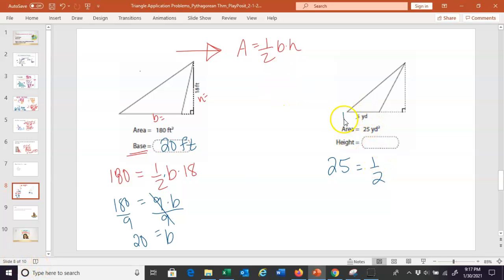The base is 5. Now you might look at this diagram and wonder, what's up with these dotted lines here? That's not part of the base. The base is only the solid line of the triangle. These dotted lines are mapping out where you can get to the height, because the height is from the tip to the base.